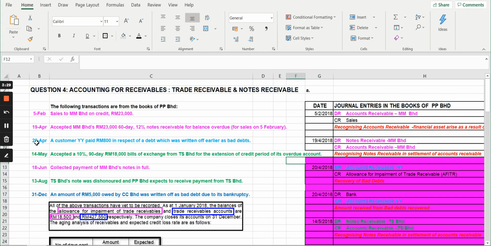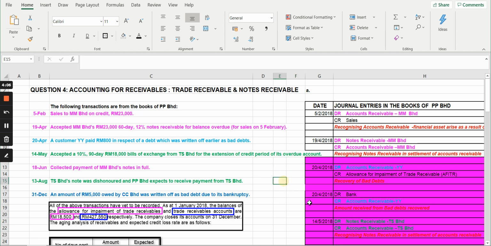The third one, 20th of April, a customer, YY Berhad, which is another customer, paid 800 in respect of the debt that was earlier written off as bad debt. So this customer maybe bought the goods from the company earlier on, but you had already declared this as a bad customer, so you wrote off. But suddenly on 20th of April, the customer paid 800 in respect of the amount that was earlier written off as bad debt. And this is bad debts recovered, or recovery of bad debt.